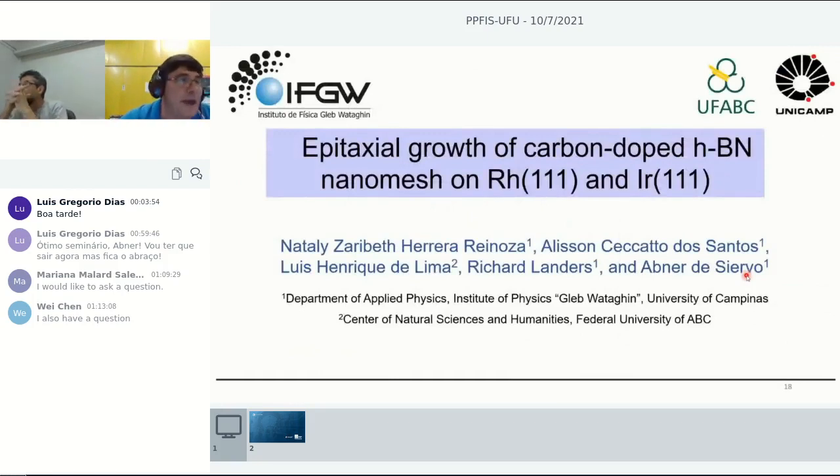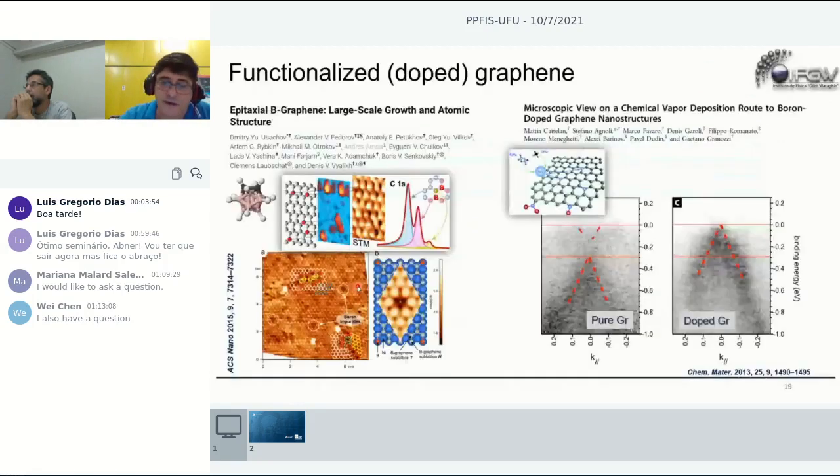Okay, now I would like to quickly move to the first example. We have recently studied the formation of this kind of hybrid material, graphene with hBN. This is part of the thesis of my student, Natalie Herrera. We also have the collaboration of other students of my group, and the contribution for the DFT calculation from Professor Luiz Henrique de Lima from the UFABC.